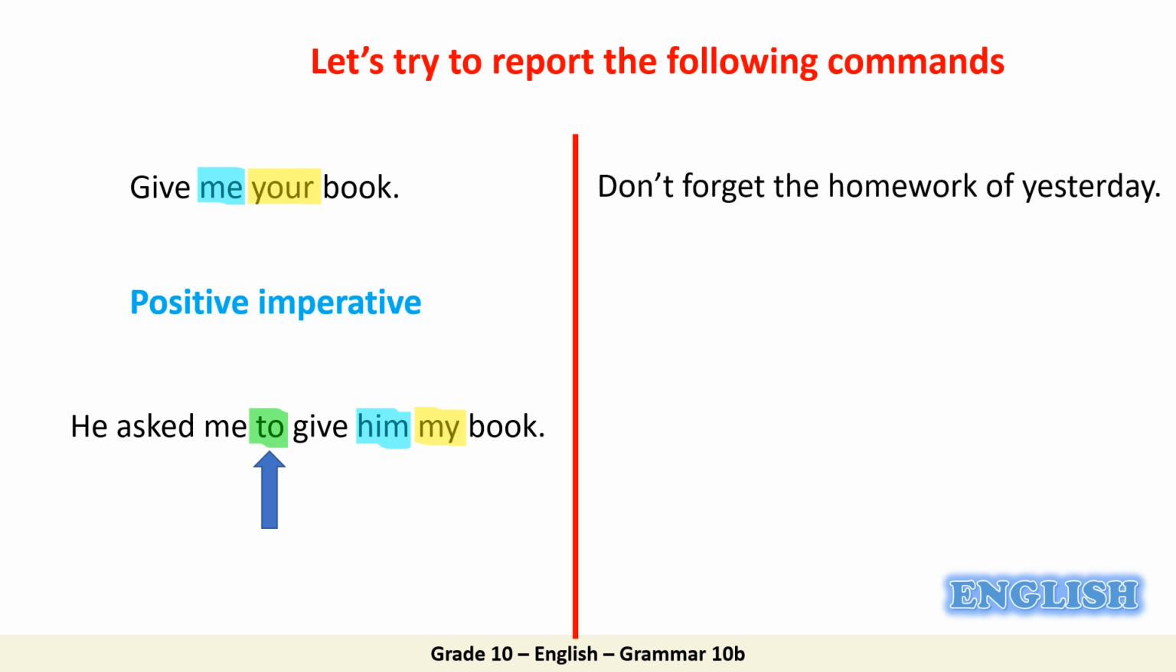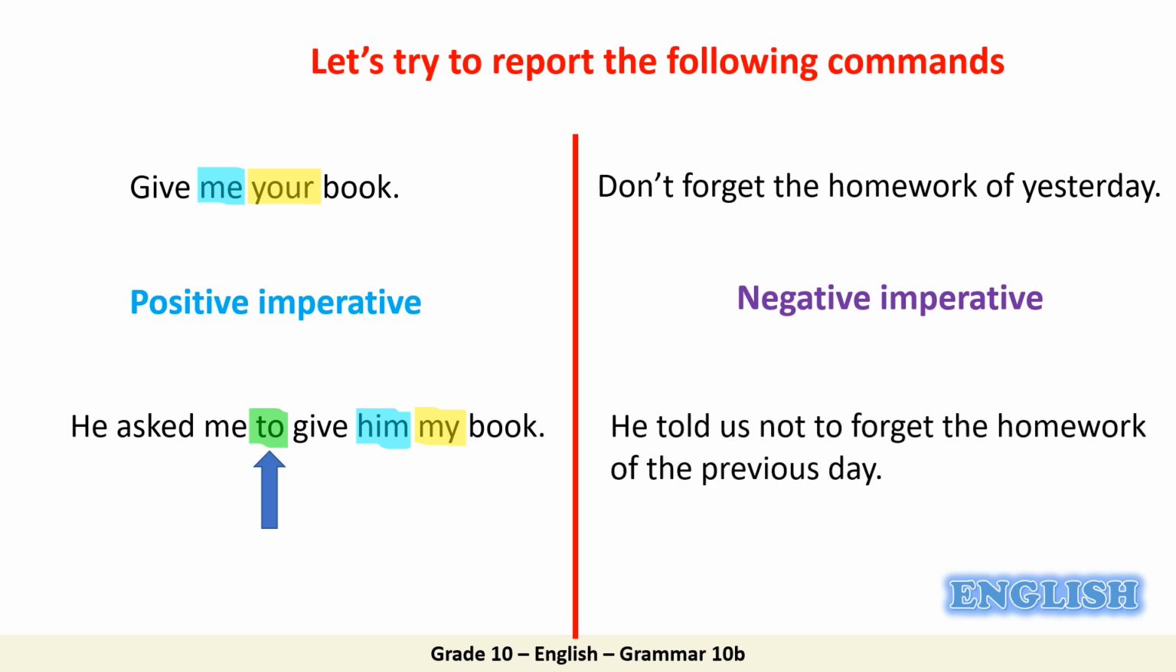Alright. Example 2. Don't forget the homework of yesterday. Normally a teacher says this to his students. So this is a negative imperative. So how can we report it? Good. He told us not to forget the homework of the previous day.